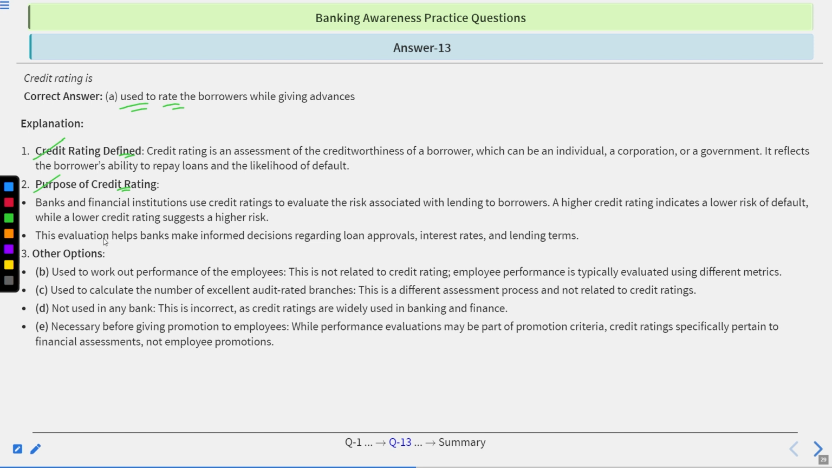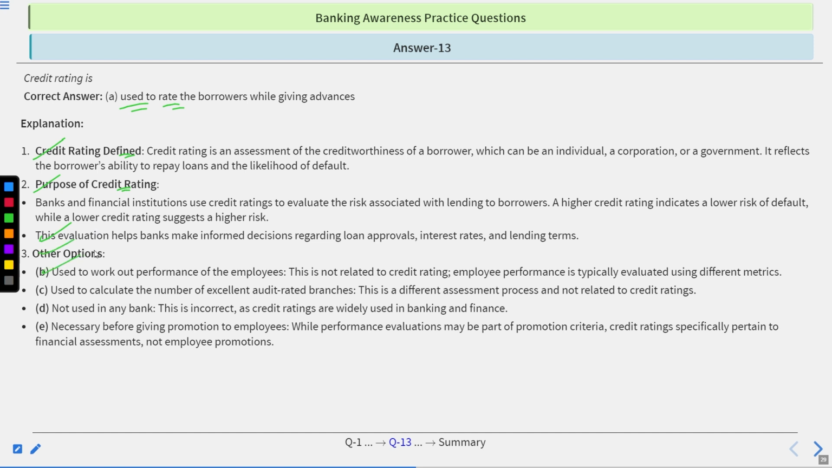Purpose of credit rating: banks and financial institutions use credit ratings to evaluate the risk associated with lending to borrowers. A higher credit rating indicates a lower risk of default, while a lower credit rating suggests a higher risk. This evaluation helps banks make more informed decisions regarding loan approvals, interest rates, and lending terms.